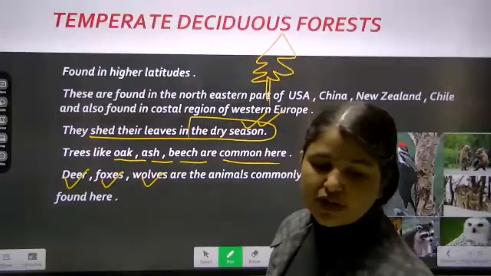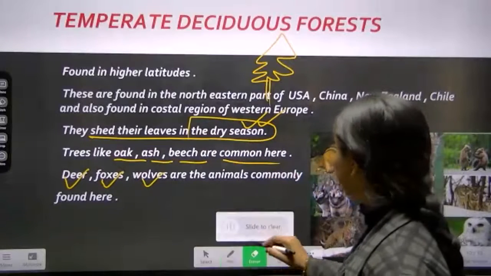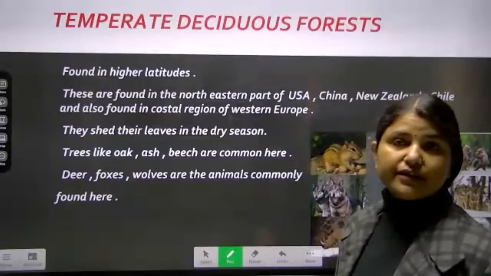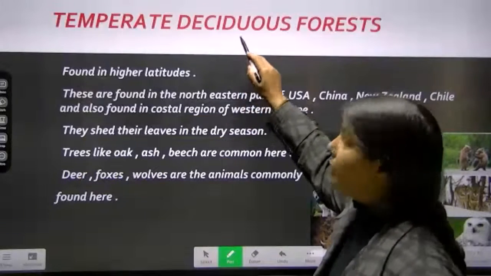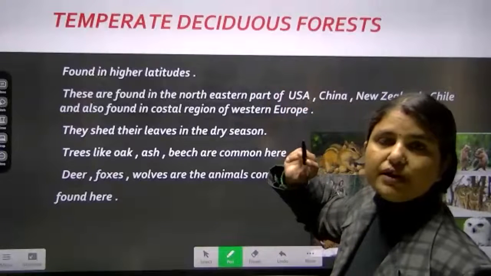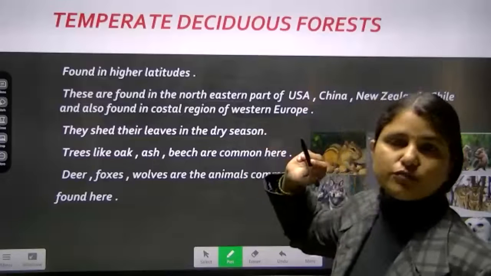Chaliye, now come to the topic. One of you is saying, ma'am, please explain the third point again. Completely I am telling you again, listen and take care, okay? Tropical deciduous forest and tropical evergreen forest. Tropical evergreen forest we find in the southeastern margin of the continent.